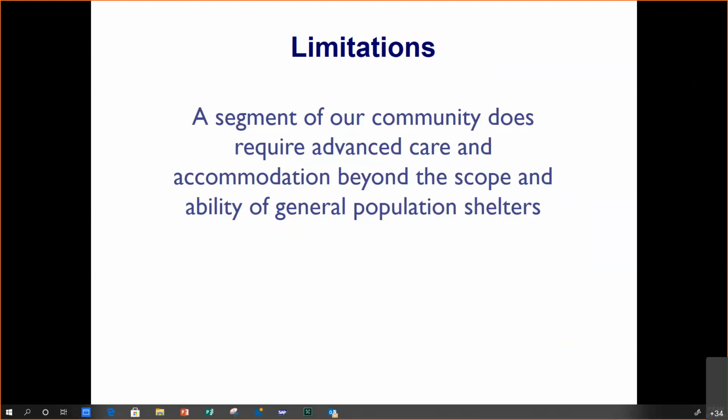Sometimes a lot of these individuals may have requirements that need to go to a higher level of care. Sometimes these will be identified prior to going to the general population center, and especially with the advanced care, be sent to a medical shelter. Next slide.